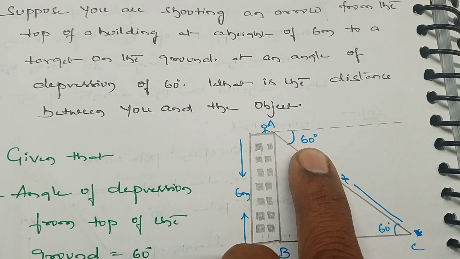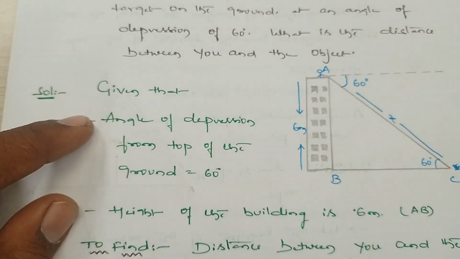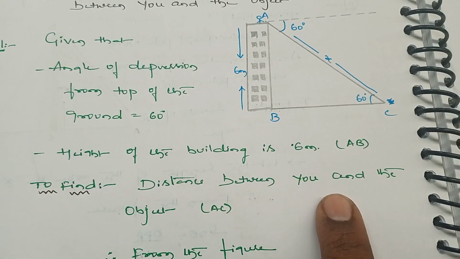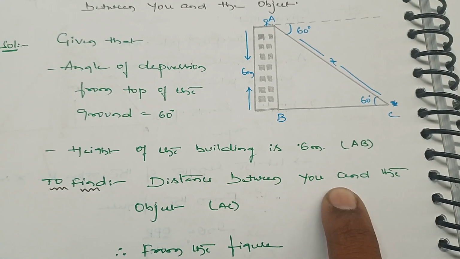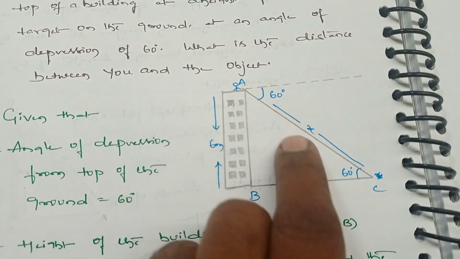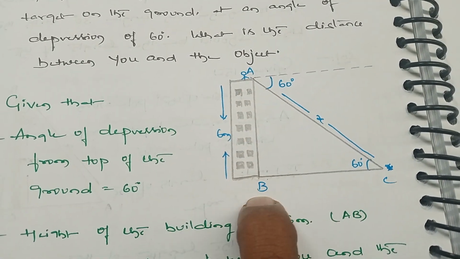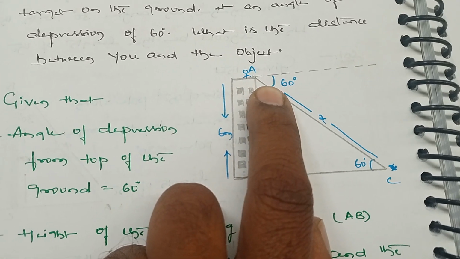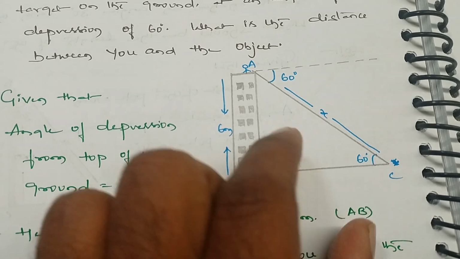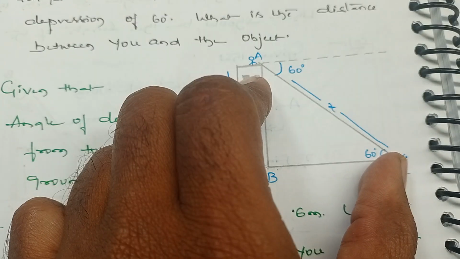And the angle of depression is given as 60 degrees. So I have mentioned here what is given and what to find. We need to find the distance between the observer and the object, that is AC. So from the triangle, AB is the building, 60 degrees is the angle of depression, and AC is the distance that we need to find.